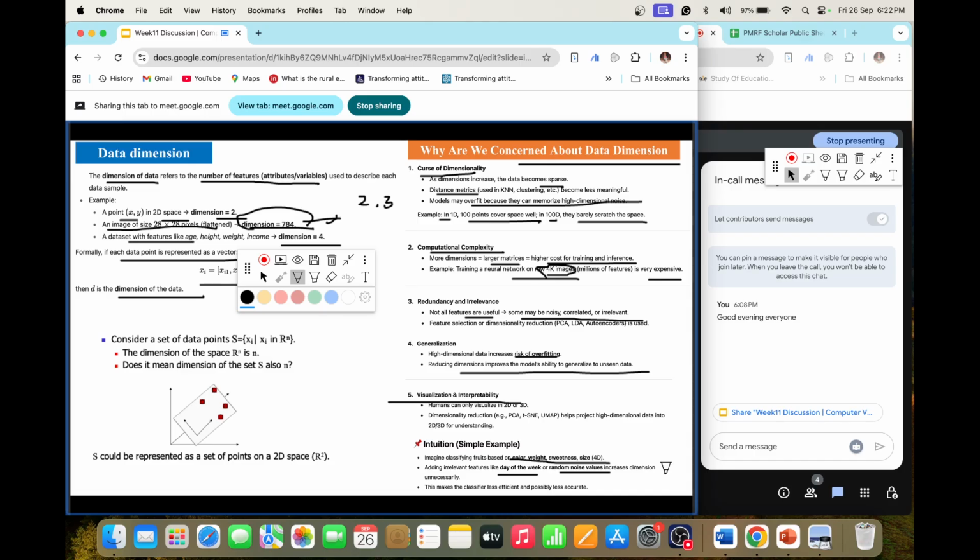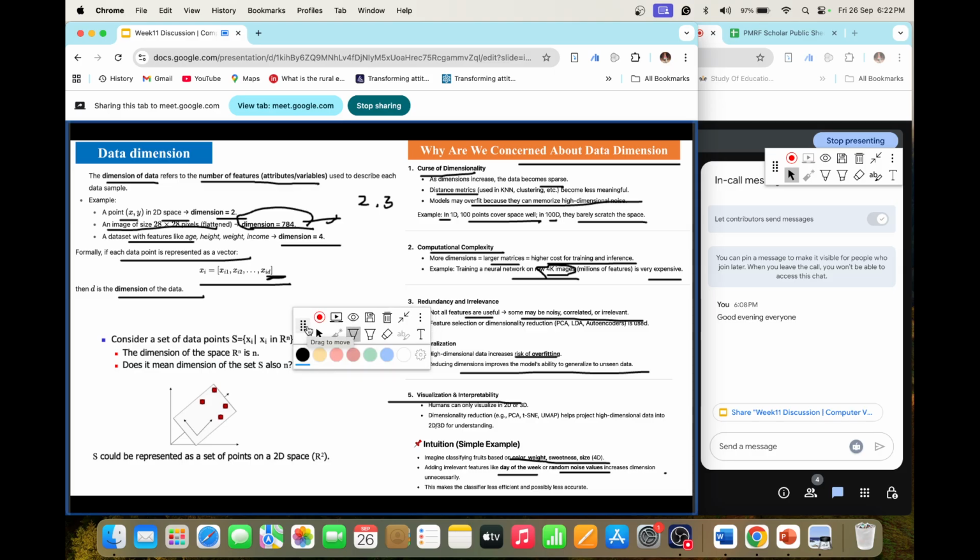We want to project our data into as few dimensions as possible, but the condition is keeping all the variance of the data. We do not want to lose the variance, but we want our data to be in as few dimensions as possible. Okay, so that is regarding data dimension and why we are concerned about it.